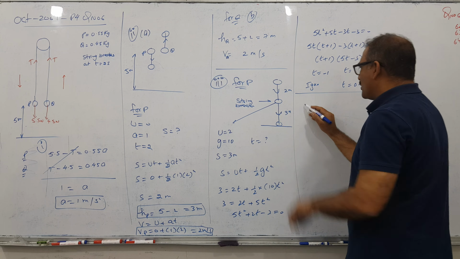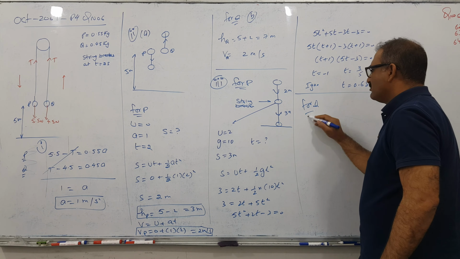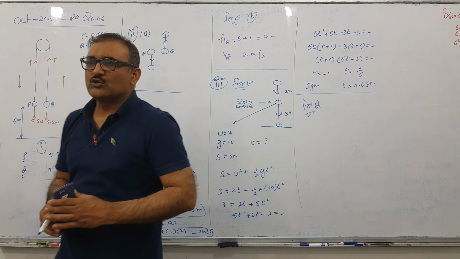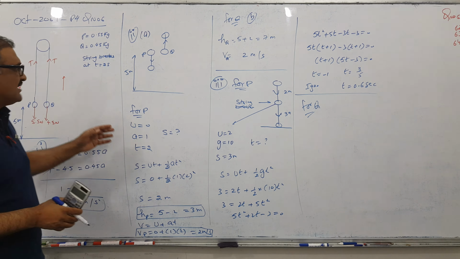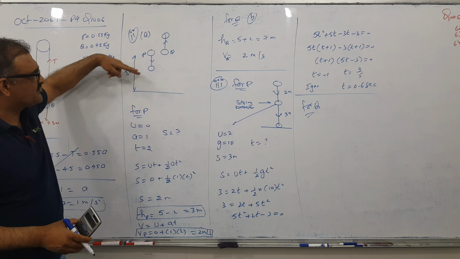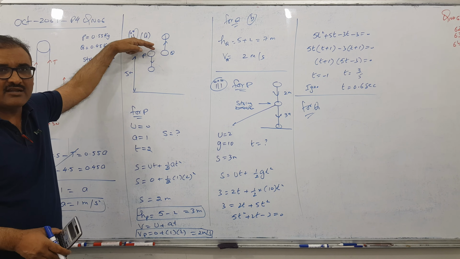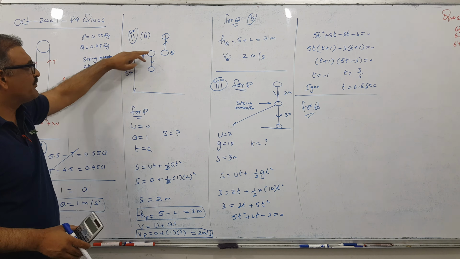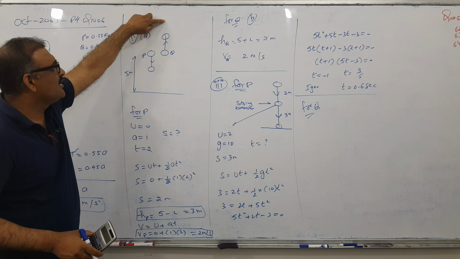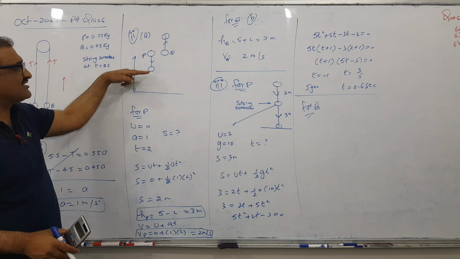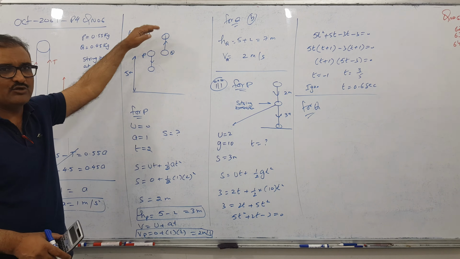Now this P is over. Let's talk about Q now. Q will move in 2 steps. How will Q move in 2 steps? First, when the string breaks, it will not stop here. It will go slightly up. The string breaks at this level, it goes slightly up, stops, and then falls down. Clear? Because when the string breaks at this level, it will not stop at the same time due to inertia.